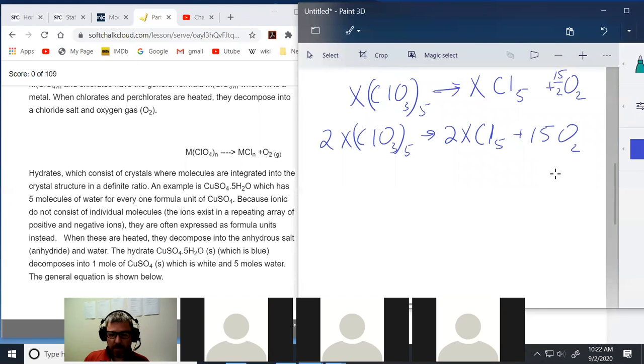Why does the first equation have 15 over 2 in front of the oxygen instead of just 15? Because that would give 30. If I had 15 in front of the O2, that'd be 30 oxygens. We only have 15 over here. So what I do is 15 over 2, which is like 7.5 O2s. So it looks like this.